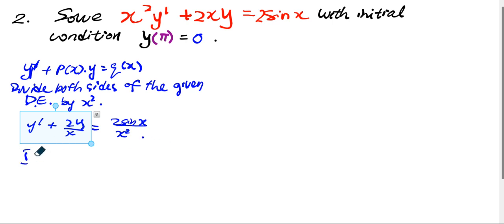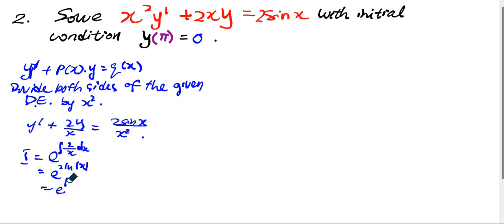And the integrating factor right now becomes e to the power of integral of 2 over x dx, because p now is just 2 over x. So that becomes e to the power of 2 natural log of x. There is no integrating constant written in the exponent, just as it is. Then this can be rewritten as e to the power of natural log of x squared, and this can be simplified to just x squared.